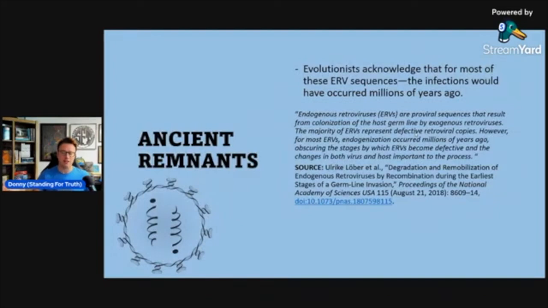Evolutionists acknowledge that for most of these ERV sequences, the infections would have occurred millions of years ago. So even the evolutionary community will admit, yes, we see these DNA elements in the genomes of living organisms. Did we necessarily see them get there? No, these infections would have occurred millions of years ago. So there is a built-in assumption there right away, as you can tell.